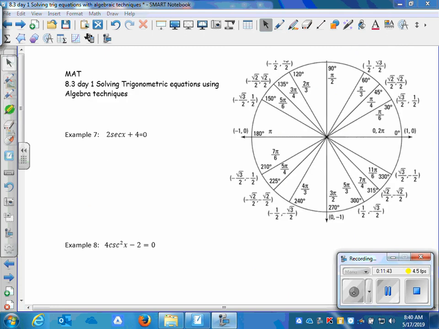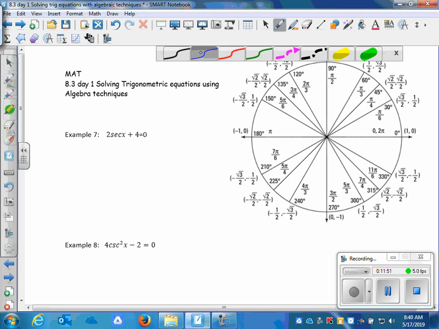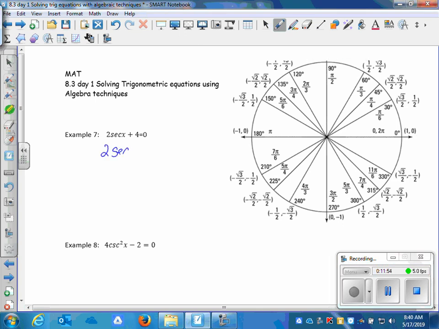All right, example 7. Notice I've got another unit circle here for you. So we're going to start the same way. We're going to subtract 4 and divide by 2. So we've got 2 secant x equals negative 4. Divide both sides by 2. So you've got secant x equals negative 2.